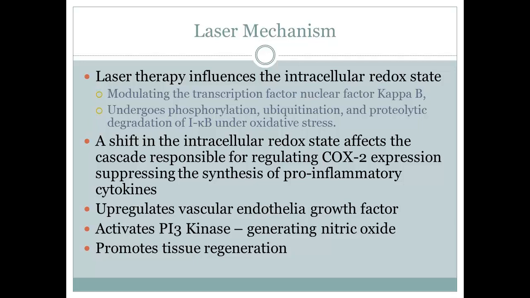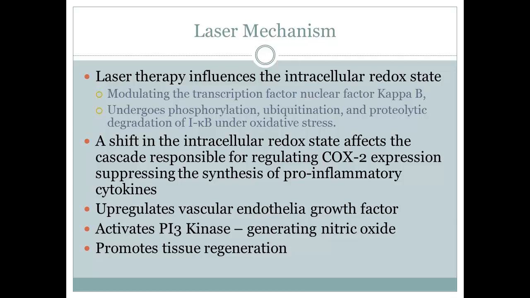Well, what do we know about nitric oxide? Nitric oxide promotes vasodilation, activates the synthesis of vascular endothelial growth factor. Now we're getting the opportunity to promote angiogenesis or neovascularization, which is basically the synthesis or establishment of new blood vessels. Activates the PI3 kinase system.